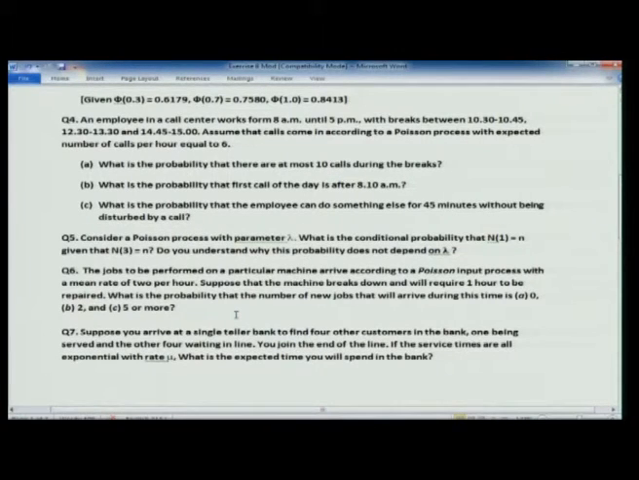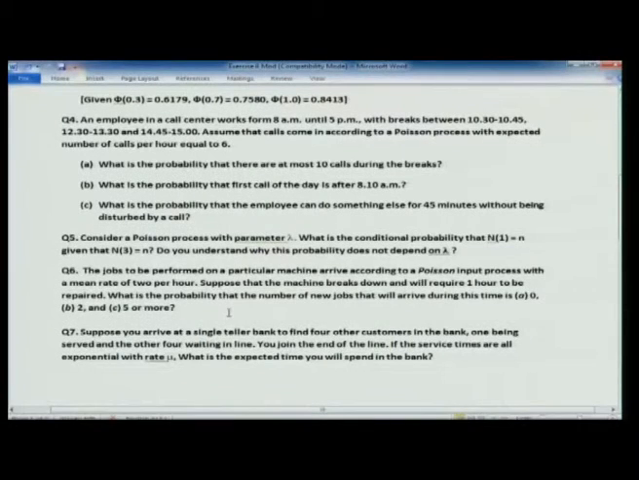What is the probability that the employee can do something else for 45 minutes without being disturbed by a call? Here again we are repeatedly using the memoryless property. So, 45 minutes can be anywhere, and now your time is 3 by 4 hour. So, you do not want any call to come in for 3 by 4 hours, and your lambda is 6. Fine. So, you can do this now.